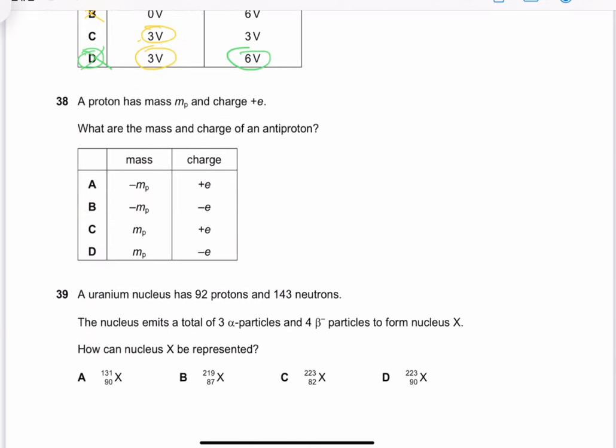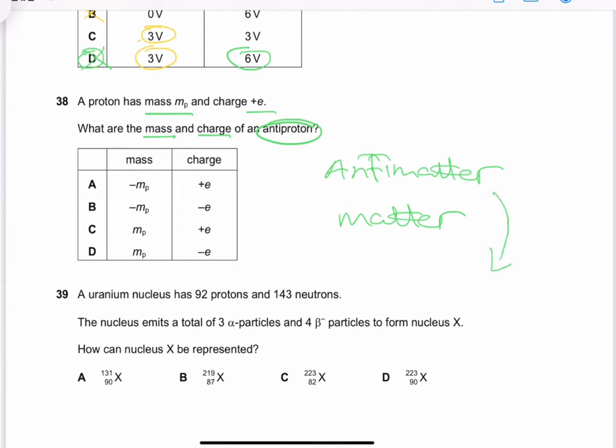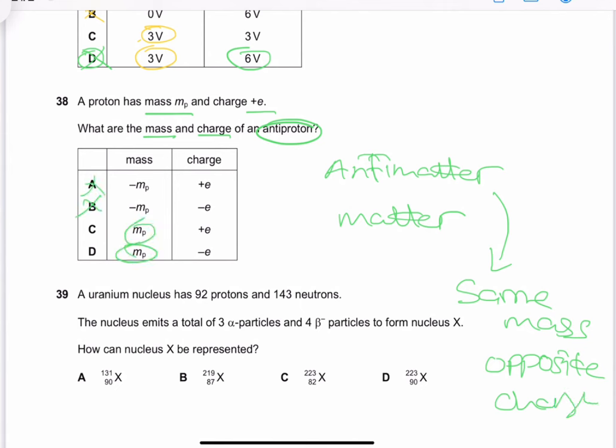Moving on to question 38. We're given a proton with mass m and charge e, and we're required to find the mass and charge of an antiproton, right? Antimatter is very different from matter. Antimatter has the same mass, but what's different is the opposite charge. So same mass, A and B are wrong, but opposite charge, so it becomes D.